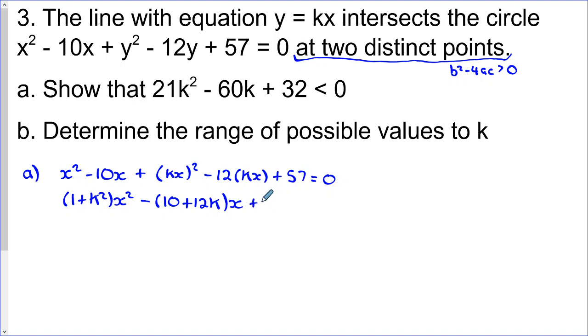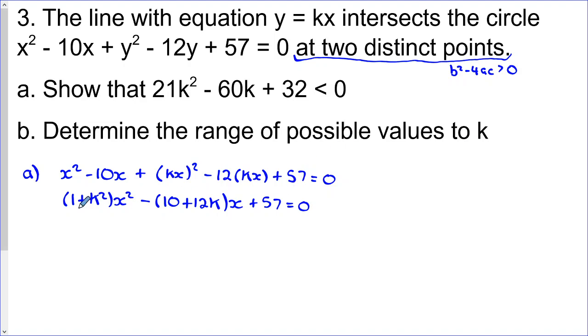And then plus the 57 equals 0. I now have a quadratic equation in x with coefficients in terms of k. So I can now look back to this.